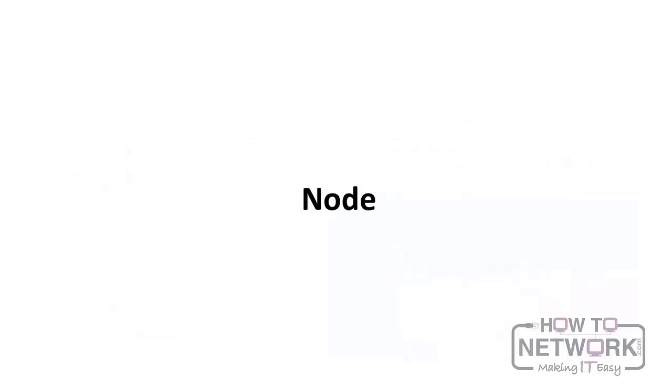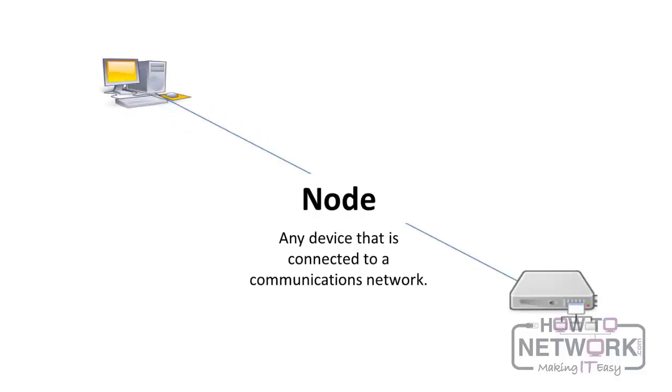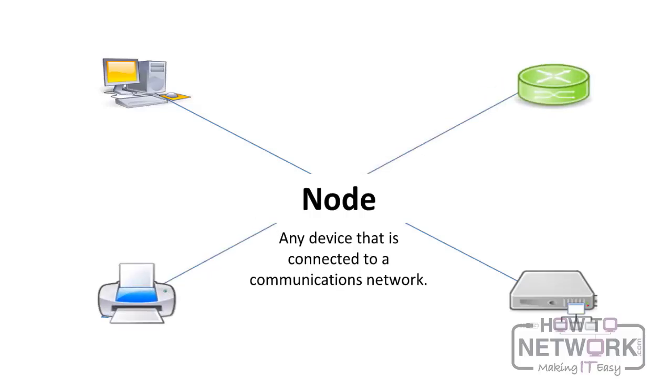Now, we have 2 devices that I want to define. One is a node, and a node is any device that is connected to a communications network. And this can be just about anything. So clients and servers are nodes, and so are printers and network-attached storage devices. And these are all what we call endpoint nodes. I'm going to write that up here, because that's where the data ends.